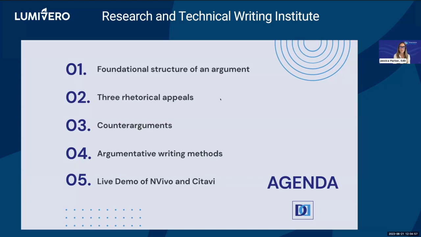All right, so our agenda, we have quite a few things to cover today. We're going to start by talking about the foundational structure of an argument. Then we'll go into three different rhetorical appeals before transitioning into sort of the nuts and bolts of how to develop a counter argument. I'm going to then share three specific argumentative writing methods with you, and then we'll transition over to the live demo of NVivo and Citavi with Stacey and Laura.